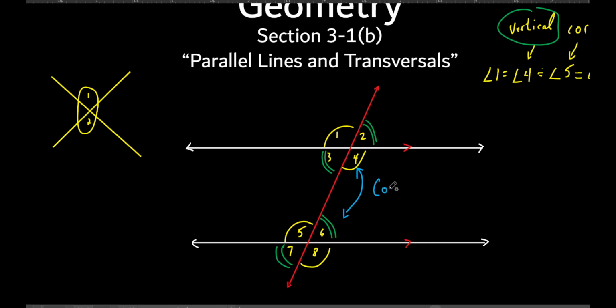Let's write it down. They're consecutive interior angles. What's true about consecutive interior angles? Are they equal to each other? No, they're not. Because look, that's obtuse and that's acute. There's no way that they're going to be equal to each other. But there is a relationship. There is something that we know about the consecutive interior angles. And what are they? What's the relationship?